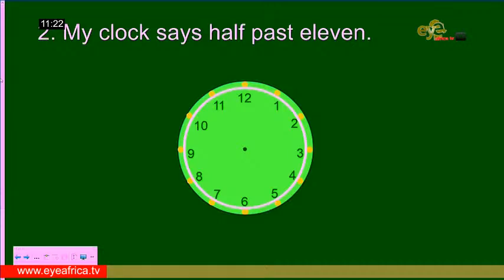Question 2. My clock says 11:30. And the clock there is the green clock. That's our clock. It belongs to all of us. So you are going to plug in 11:30. That brings us to the end of this lesson.